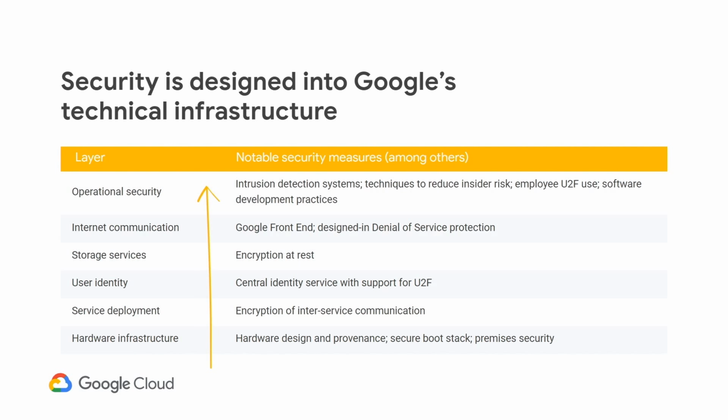There's storage, where things, as we said, are encrypted at rest. Then internet communications. If we're securing our applications over an HTTPS connection, Google can be part of that connection with their global load balancer and other components of the network. So you're using Google as a front end to your application.